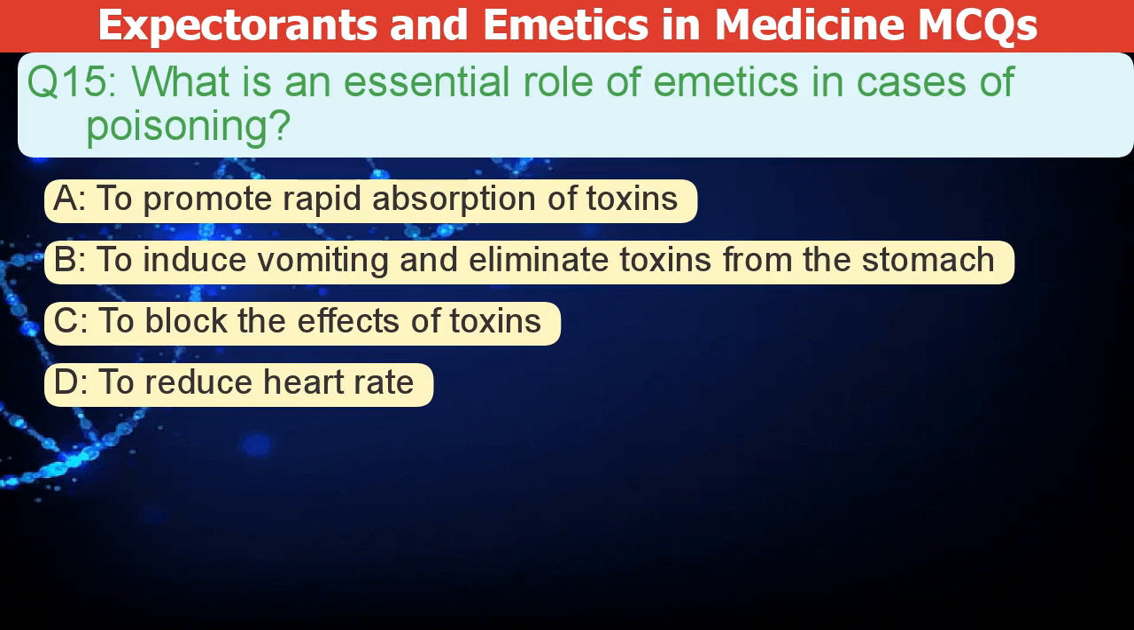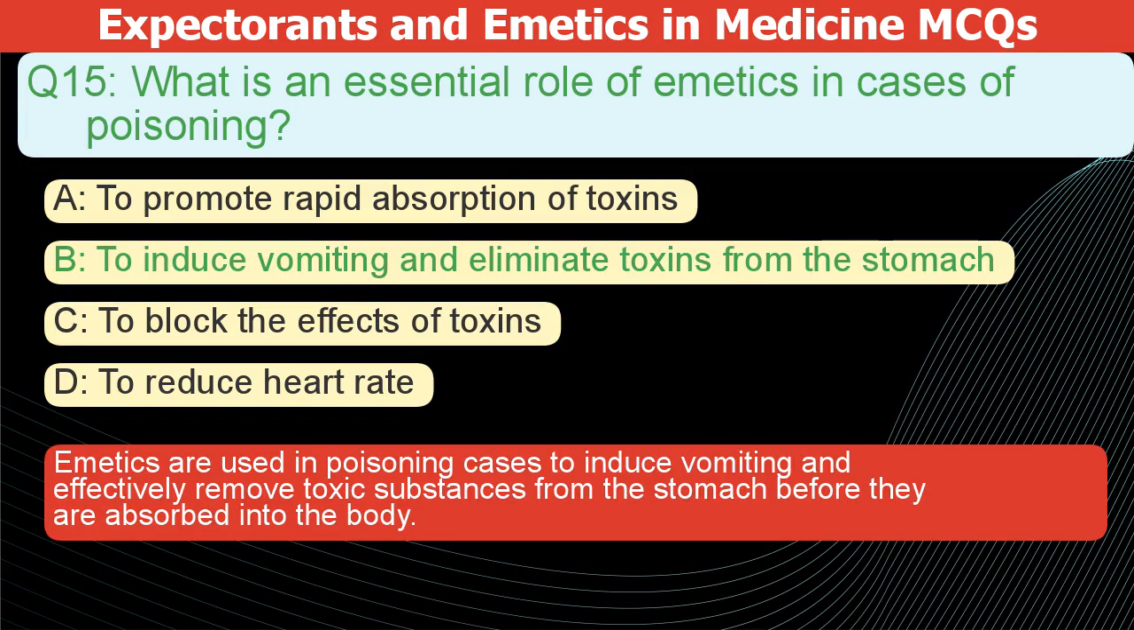What is an essential role of emetics in cases of poisoning? A. To promote rapid absorption of toxins. B. To induce vomiting and eliminate toxins from the stomach. C. To block the effects of toxins. D. To reduce heart rate. The correct answer is B. Emetics are used in poisoning cases to induce vomiting. This effectively removes toxic substances from the stomach before they are absorbed into the body.